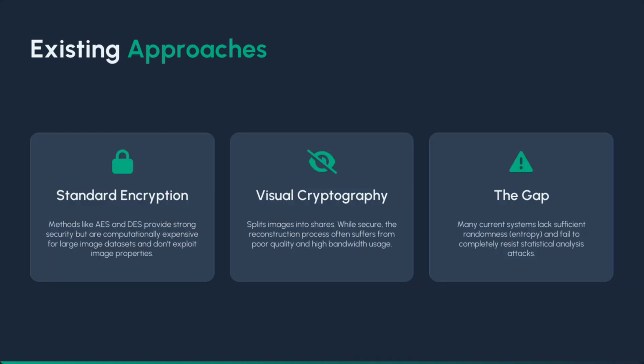Now, you might ask, why not just use standard encryption? Existing approaches usually fall into two categories. Standard encryption, algorithms like AES, Advanced Encryption Standard, are incredibly secure for text, but they are often too slow for large biometric databases and fail to handle the high correlation between pixels in an image. Visual cryptography involves splitting images into shares. While interesting, it often results in poor quality when the image is reconstructed and requires high bandwidth. The gap: most current systems lack sufficient randomness or entropy, making them susceptible to statistical attacks. Our research aims to fill this gap by introducing a method that is both highly random and computationally efficient.